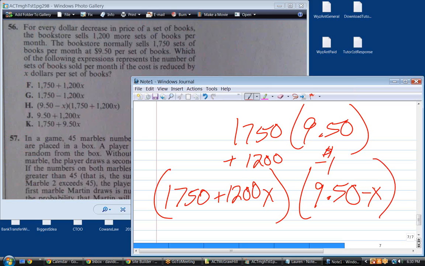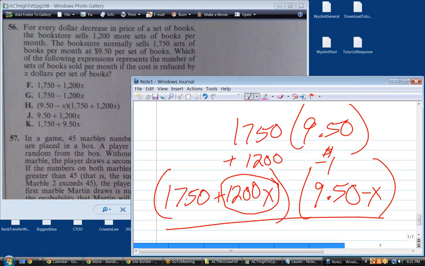In other words, if I knock $2 off of the price, I'm going to sell them at $7.50, but I'll sell 2,400 more sets of books. So this expression seems to work perfectly, and I came up with it by just kind of picking numbers. I tried knocking $1 off, and I know that I'm going to sell 1,200 more books. If I knock $2 off, I'm going to sell 2,400 more books. If I knock $3 off, 3,600. So 1,200 times X fits.